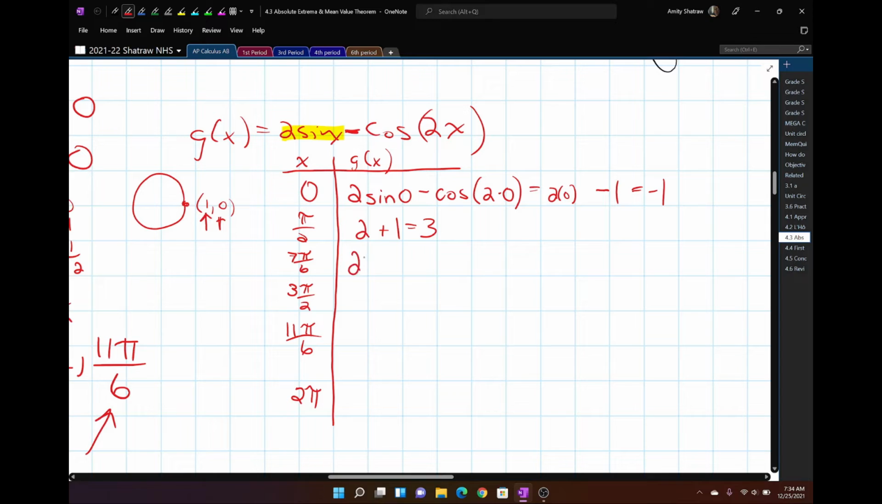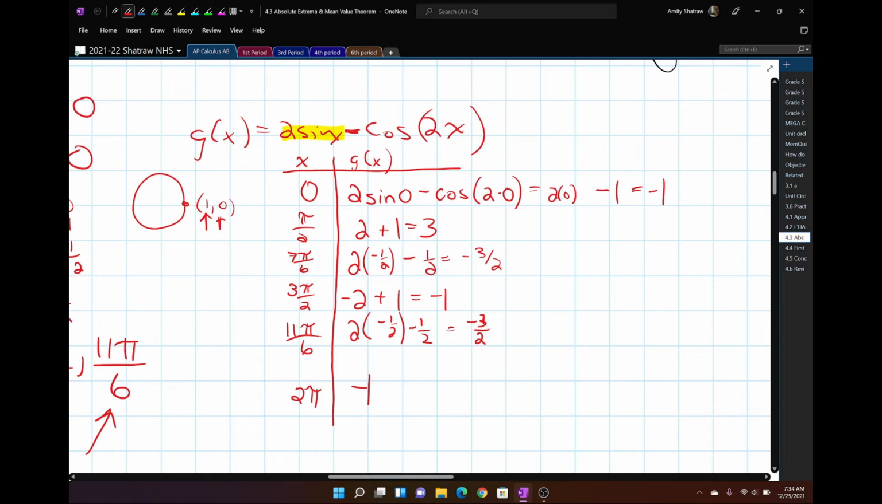I've got the cosine and the sine. I've got the cosine and the sine, and then I've got the cosine and the sine, and the last one here.